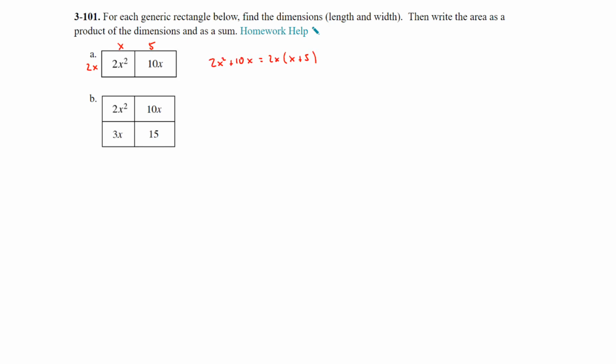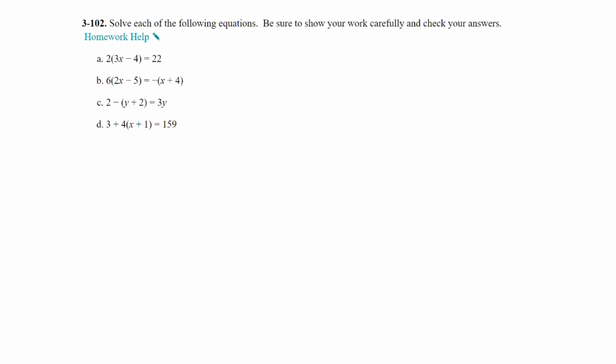On part B, what's going to give us 2x squared? We can put a 2x times an x, and then 2x times 5 is 10x, just like we did a second ago, and then x times 3 is 3x, and then 3 times 5 is 15, so we have 2x squared. We'll add our like terms of 10x and 3x, so that's plus 13x plus 15 is equal to the dimensions x plus 5 times 2x plus 3.